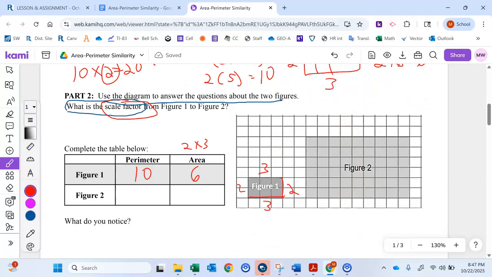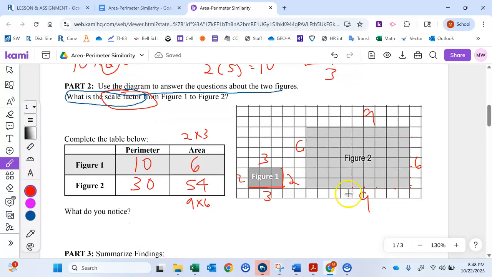How about figure 2? Well, we get 1, 2, 3, 4, 5, 6, 7, 8, 9, and 9, and 1, 2, 3, 4, 5, 6. So 9 plus 6 is 15, and over there, so we're going to get 30 for the perimeter for figure 2. What's the area? 9 times 6, right? So that is 54.